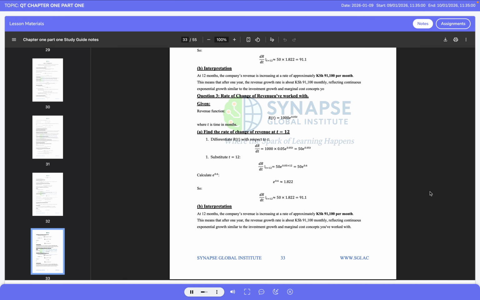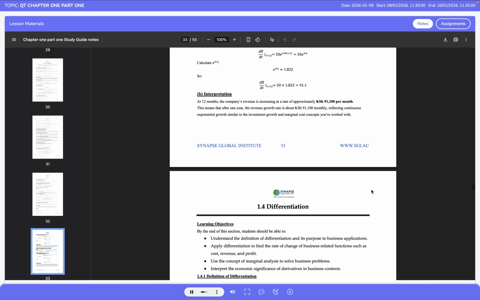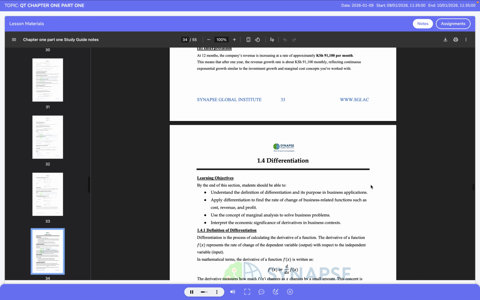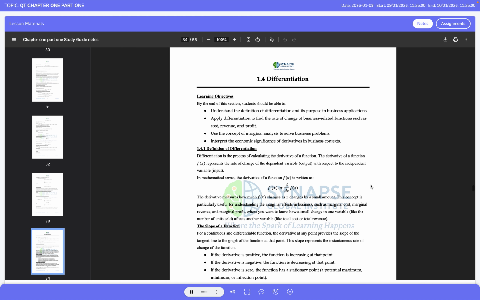The calculated rate confirms that revenue growth after 1 year is approximately 91,100 shillings per month. As we conclude this calculus section, take time to reflect on how differentiation and integration provide powerful tools for analyzing cost, revenue, profit, and growth in business contexts.